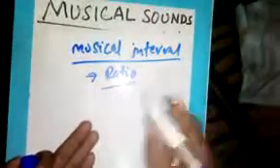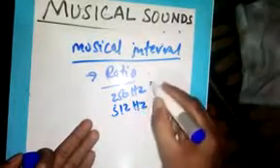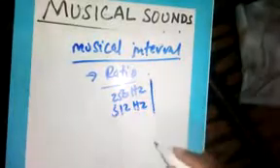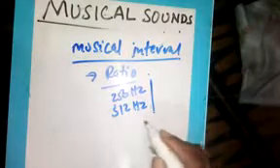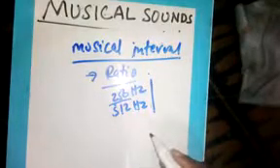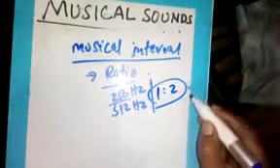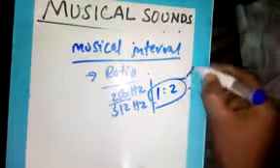Therefore, if you have been given two frequencies, let me use the same, 256 Hz and 512 Hz, and you have been asked to find the ratio between these two frequencies, automatically you're going to divide 256 divided by 512. The ratio is 1:2. Therefore, the ratio of 1:2 is what we call musical interval.